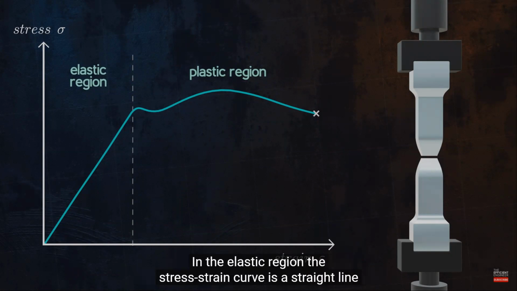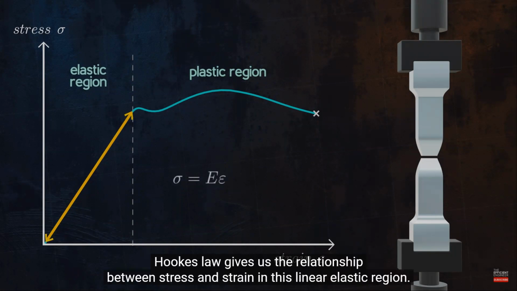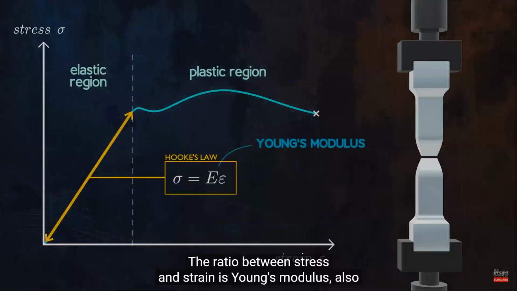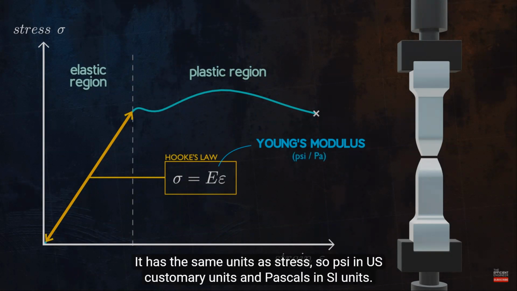In the elastic region, the stress-strain curve is a straight line for most materials. This means the strain is proportional to the applied stress. Hooke's law gives us the relationship between stress and strain in this linear elastic region. The ratio between stress and strain is Young's modulus, also called the modulus of elasticity, which we denote with the letter E. It has the same units as stress, so psi in US customary units, and pascals in SI units.